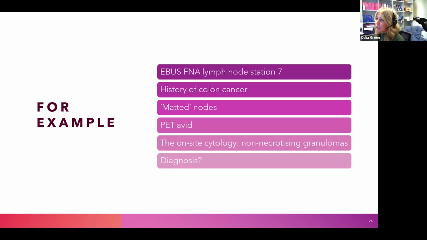For example, and hopefully people can pipe up, I don't know if everyone's muted, but a little audience participation. You're in an EBUS FNA, you've got a lymph node station 7, there's a history of colon cancer, you've got matted nodes, it's PET avid, on-site cytology shows non-necrotizing granulomas. What's the diagnosis?